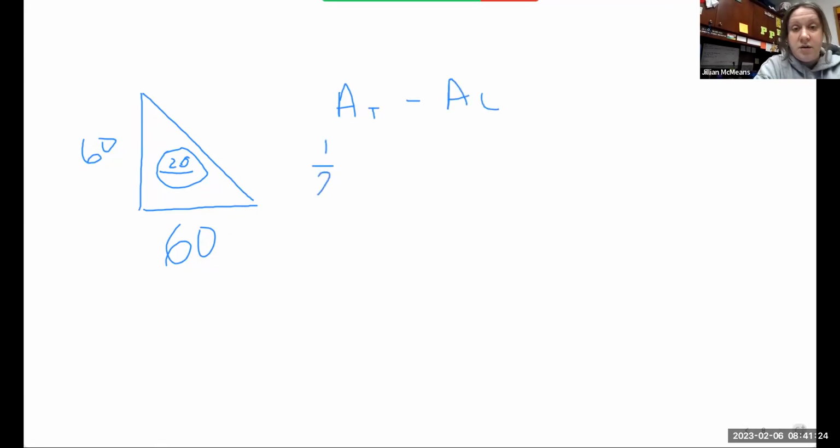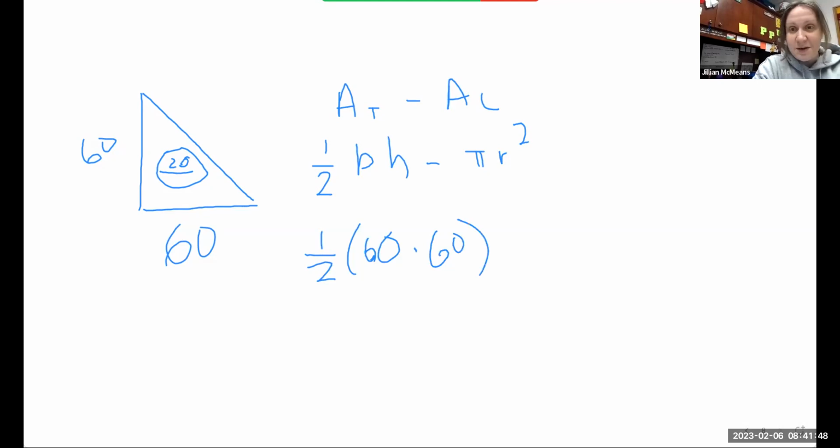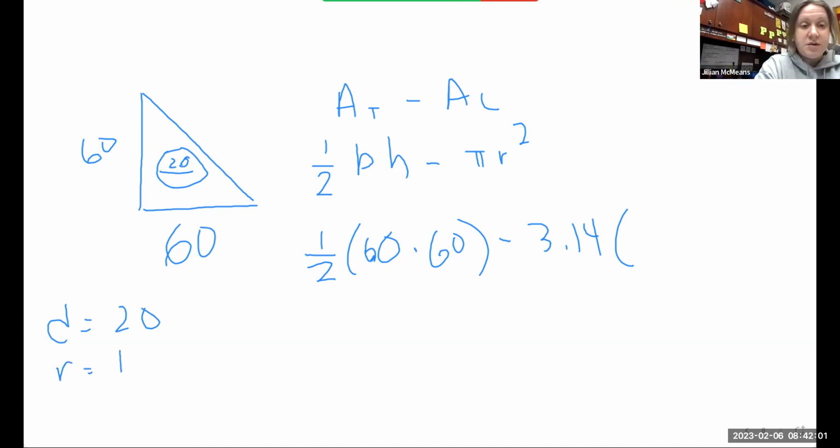Remember, the area of a triangle is 1/2 times the base times the height. The area of a circle is pi times the radius squared. So the base of this triangle is 60. The height of this triangle is 60. It gets messier and messier. And we were told to use 3.14 for pi. Here we have that the diameter of the circle is 20. Remember, we need the radius for the circle, and the radius is half of the diameter. So the radius would be 10.